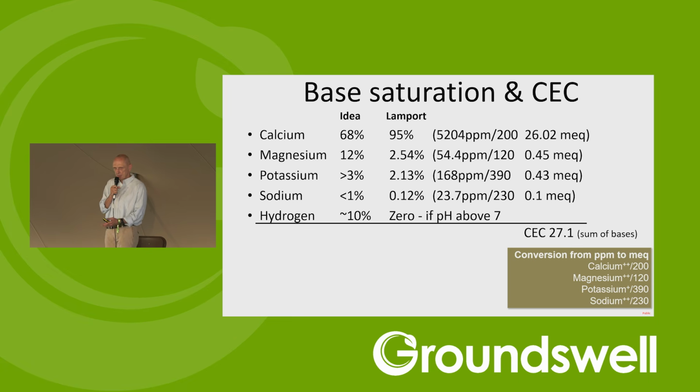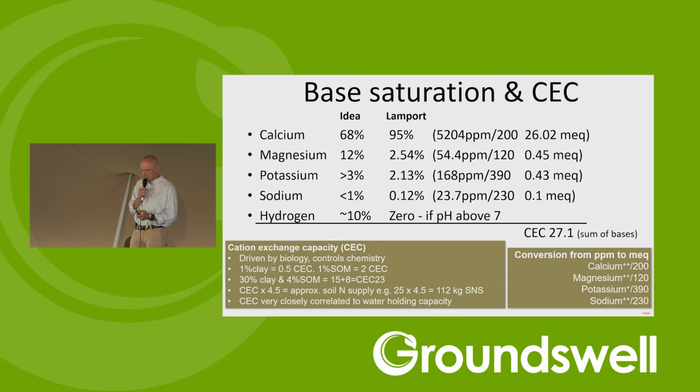But the important number there is our cation exchange capacity, and that's what we've seen by increasing the storage compartment in our soil, the electrical charge, if you like, within the soil. We've seen that increase, cation exchange go up. And when you increase cation exchange capacity, lots of other things start to change in our soil. So cation exchange capacity is driven by biology, but it controls chemistry.